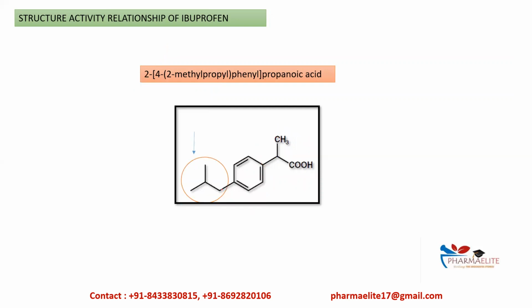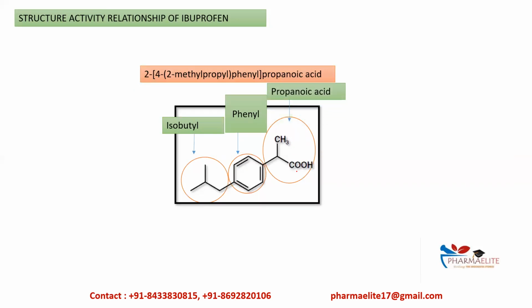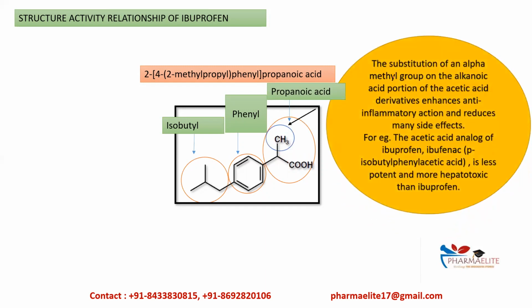We have already seen this: this substituent is the isobutyl group, this one is the phenyl group, and this one is the propanoic acid group. Now this CH3 group: substitution of this alpha CH3 or methyl group on the alkanoic acid portion of the acetic acid derivatives enhances the anti-inflammatory action and reduces many side effects. It enhances the therapeutic action, and it reduces many side effects.